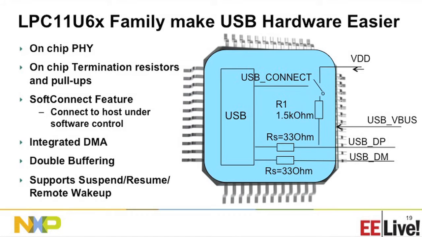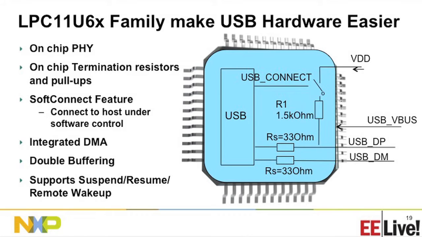Some other features on NXP's USB part are integrated DMA, so you can leverage the DMA performance to save the CPU bandwidth. And we have double buffering to boost the bulk and isochronous transfer. All NXP CPU parts support suspend, resume, and remote wake up for better power management.